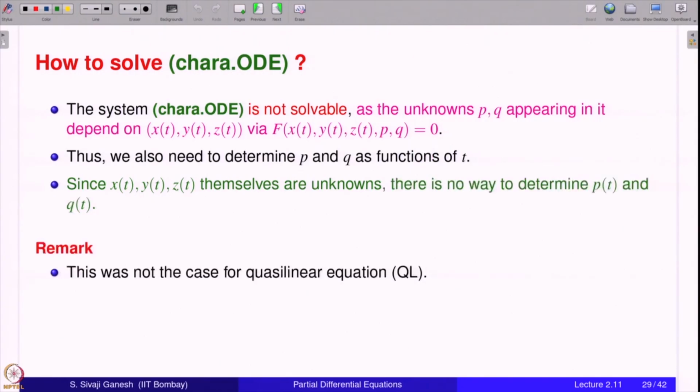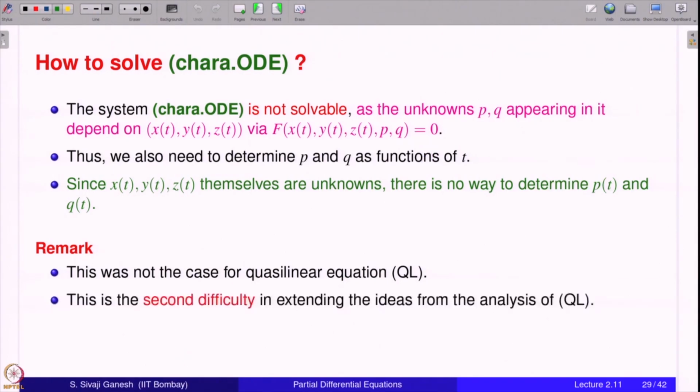And note, this is not the case for quasi-linear equations because characteristic ODE never involved P and Q. And this is the second difficulty in extending the ideas from the quasi-linear case. What is the first one? Finding a characteristic direction. That was the first difficulty we have overcome, and the second difficulty we will overcome by supplementing two more equations, one for P and one for Q.